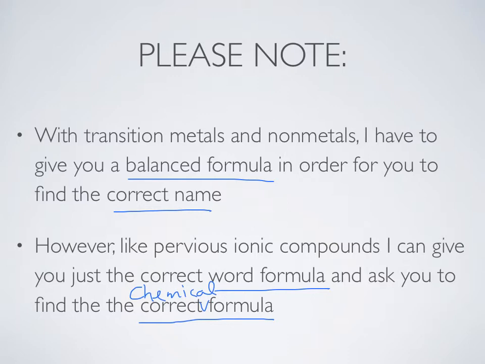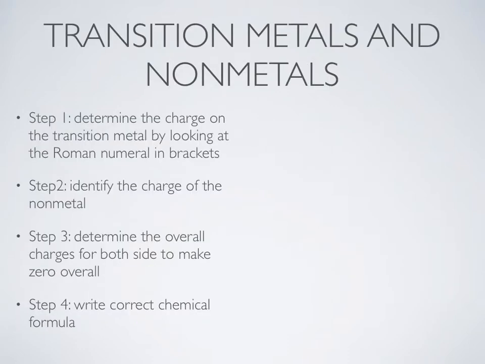So let's do that. We have transition metals and nonmetals. So we're going to start with our name. Let's say we have mercury 1 sulfide. Well, I can determine my charge on my transition metal just by looking at my Roman numeral.